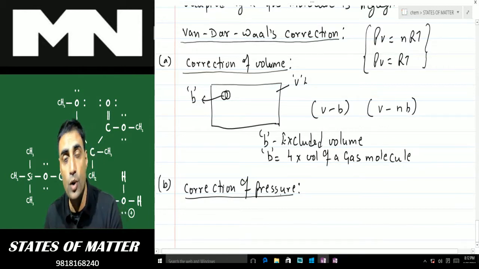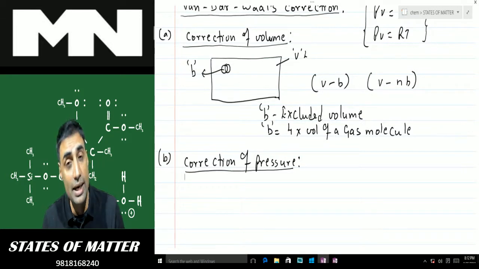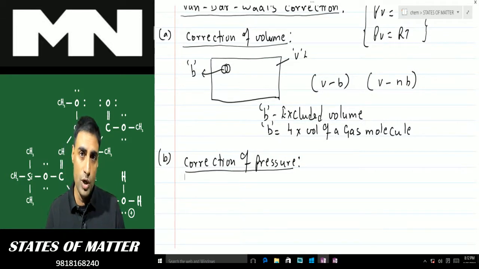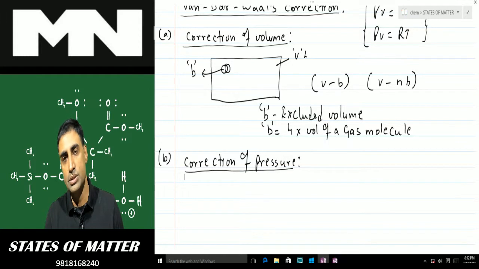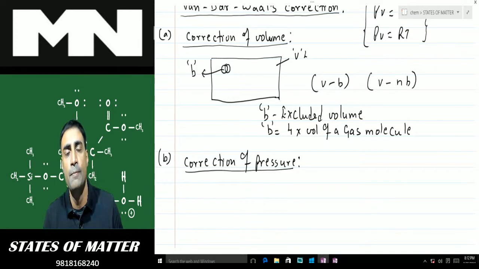Now, according to Van der Waals, the attractive forces among the gas molecules are negligible only when the volume of the gas is very large. However, if the volume of the gas is lesser, if the gas molecules are coming closer, they will start attracting each other. So the attractive forces are not negligible.